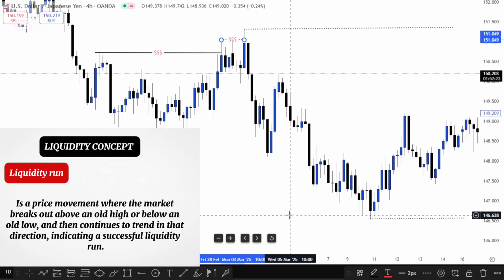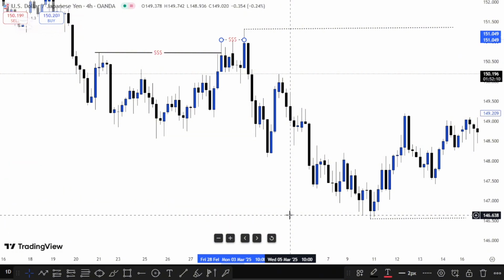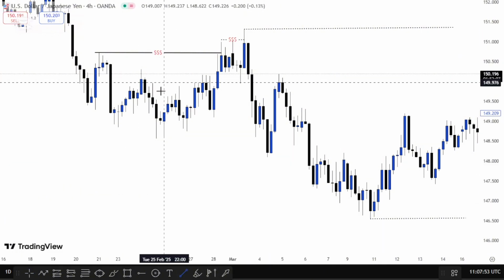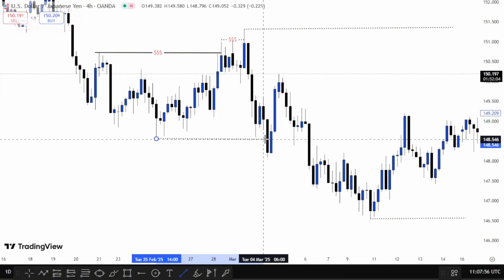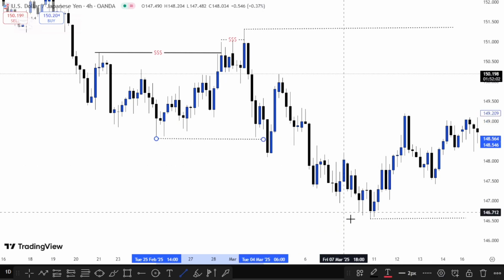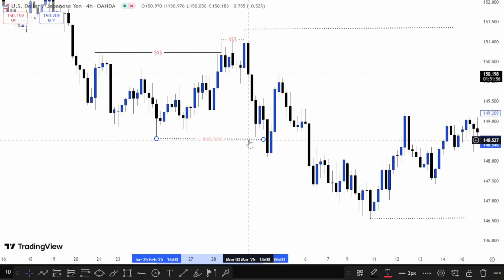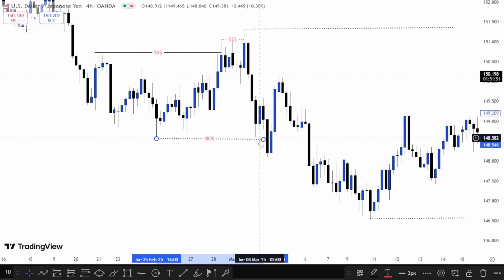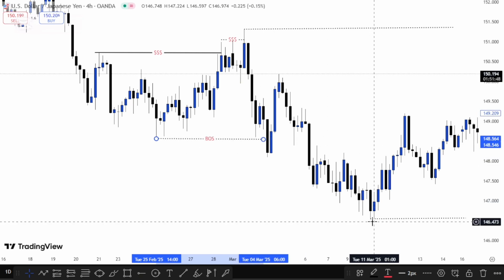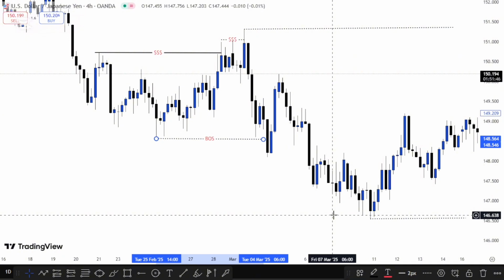So what is a liquidity run? A liquidity run has to do with price movement when markets break out above an old high or below an old low and then continue to trend in that direction. So right here we have a successful liquidity run. Because the market broke out from this area and then continued to drive in that direction. So this is a successful liquidity run. Why? Because the market broke out of this area and then continued selling in the same direction. So that is a liquidity run.